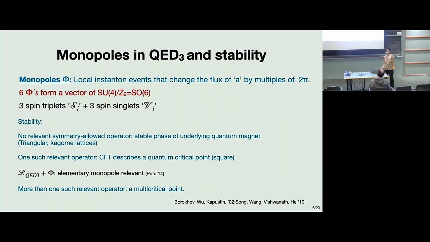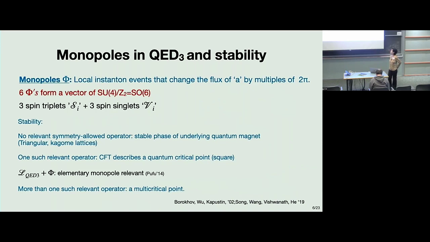Why does it matter if the monopole is relevant? Because it's not a singlet anyway. Sorry, why does it matter? I'm just wondering, you say elementary monopole relevant, but why does that matter if it's not a singlet? You can't add it to the action. Yeah, so for the spin triplets, they all carry quantum numbers, but for spin singlets, under the UV symmetry, it's a smaller symmetry group than the IR symmetry, so it may be allowed.